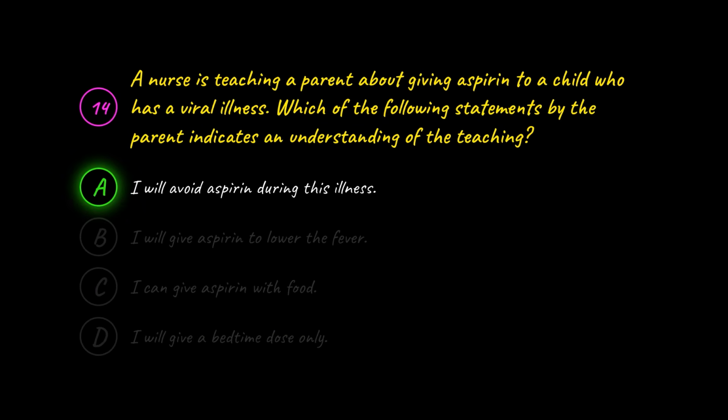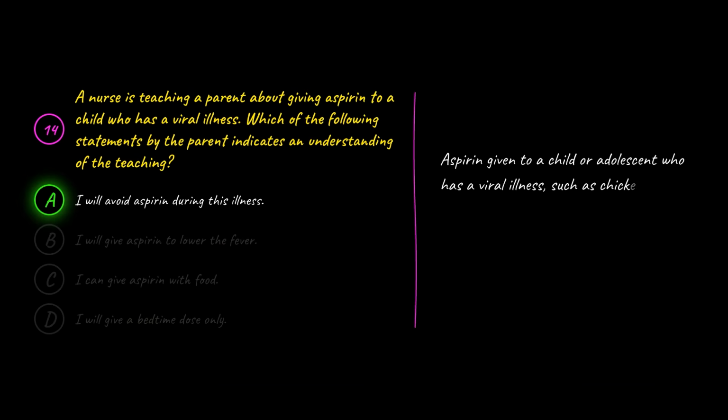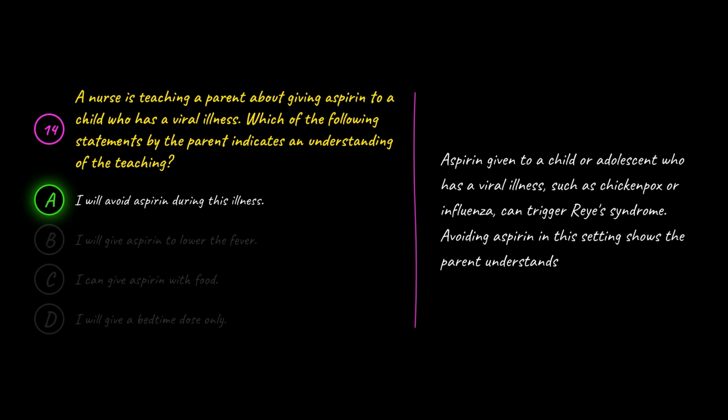The correct answer is A. I will avoid aspirin during this illness. A is correct because aspirin given to a child or adolescent who has a viral illness, such as chickenpox or influenza, can trigger Reyes syndrome. Avoiding aspirin in this setting shows the parent understands the teaching and will protect the child.